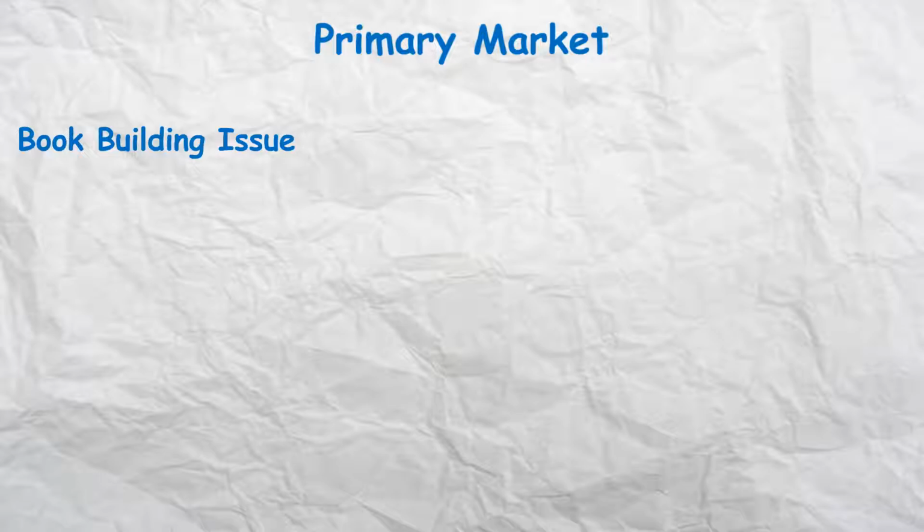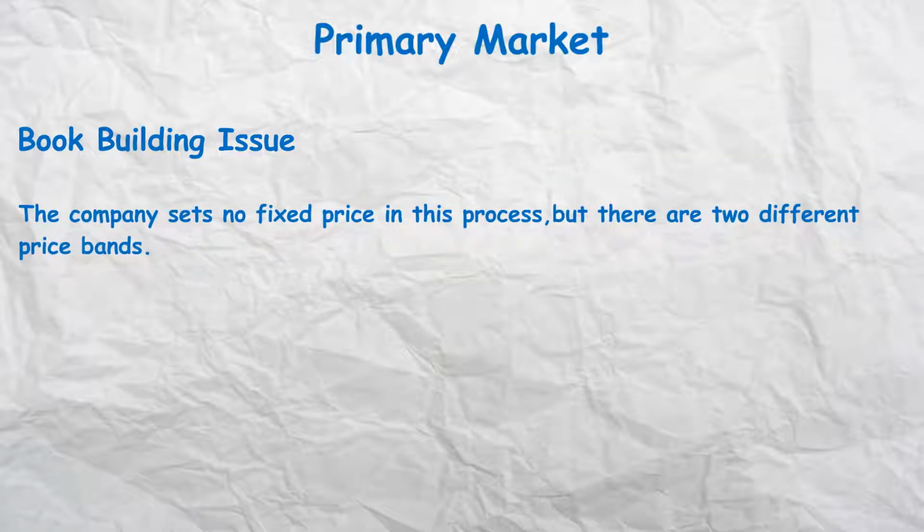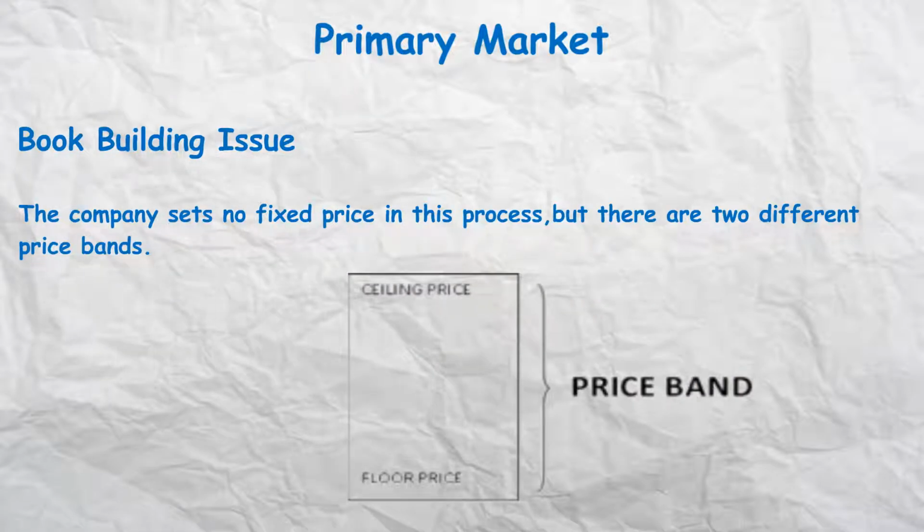Book building issue. In the book building issue, the price is discovered during the process of the IPO. The company sets no fixed price in this process, but there are 2 different price bands. The lowest price band is known as the floor price, and the highest price band is known as the cap price. Investors interested in buying the shares have to make a bid within a stipulated time before the company sets the price. In the end, the final price depends entirely on the bids the company obtains from the investors.